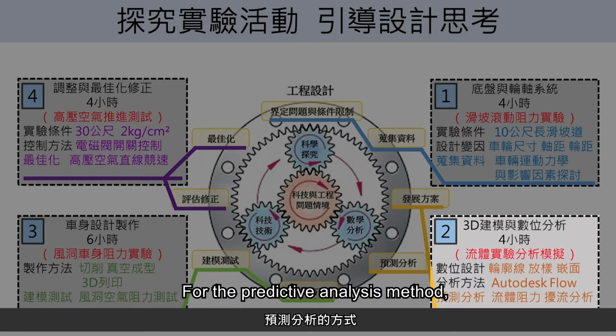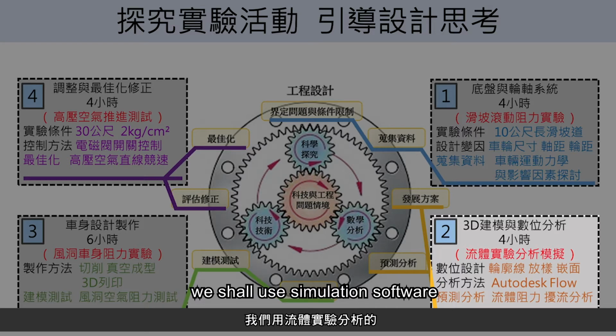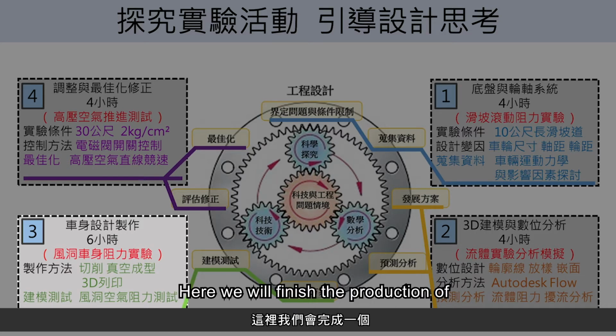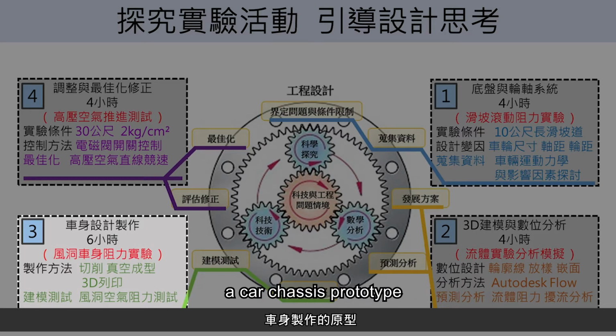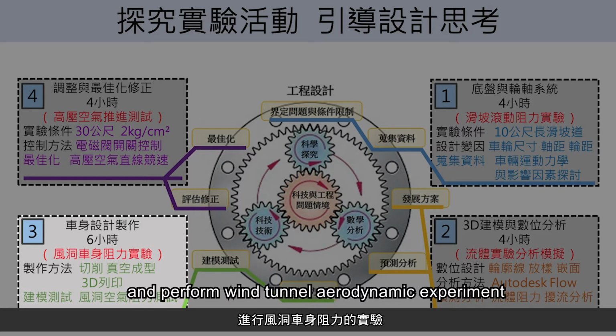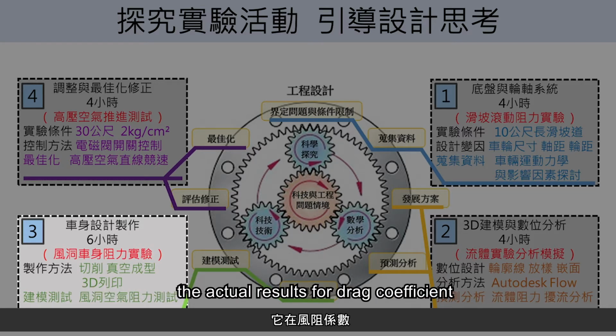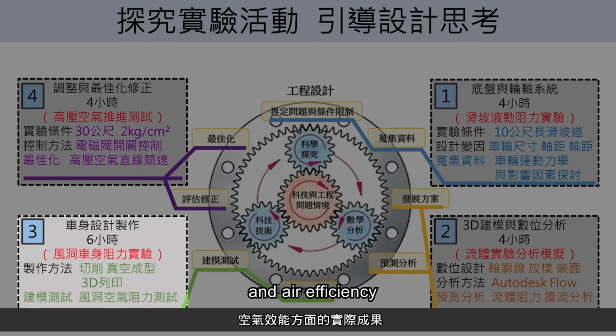For the predictive analysis method, we shall use simulation software. For fluid experimental analysis, we shall perform simple diagnostics. Next, we will choose a plan to perform modeling testing. Here we will finish the production of a car chassis prototype and perform a wind tunnel aerodynamic experiment, to further comprehend, for the actual production of the car, the actual results of the drag coefficient and air efficiency.